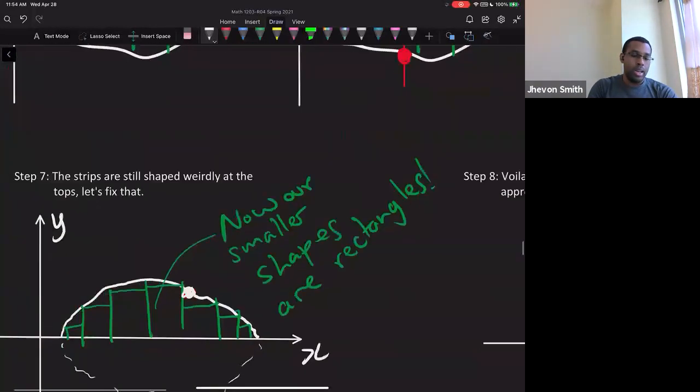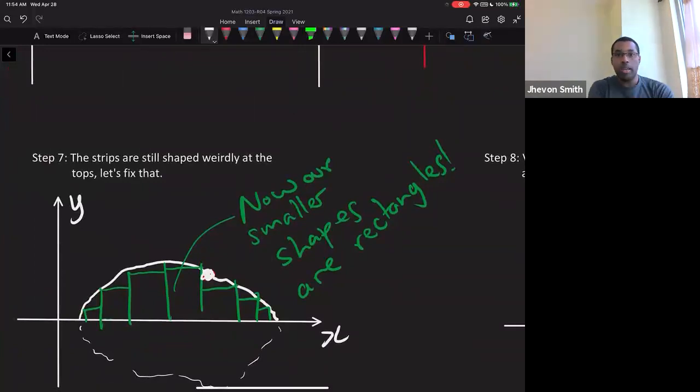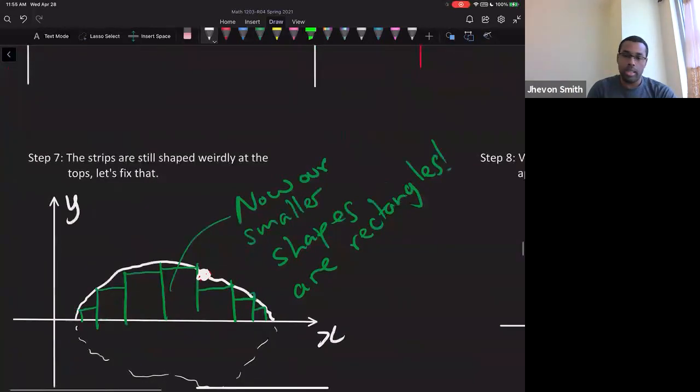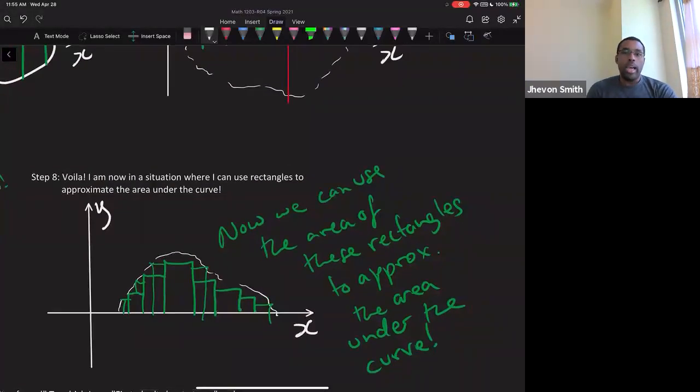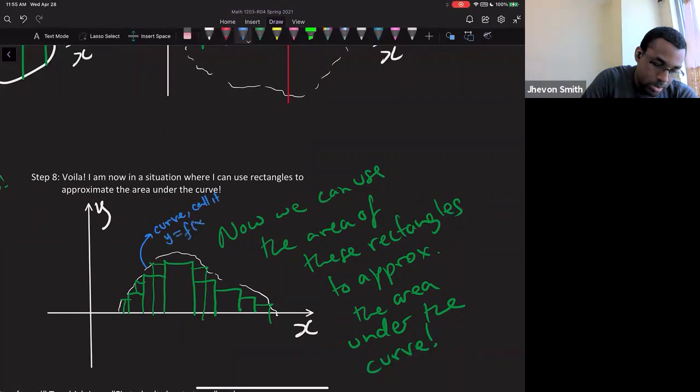So now you cut it up into these smaller shapes, which is going to be a bunch of rectangles, right? And you're going to notice that you can think of this as some sort of function, which I think I mentioned over here. So now what we have is a bunch of rectangles, and there's this curve here. So this is now a curve. Call it f of x, right?